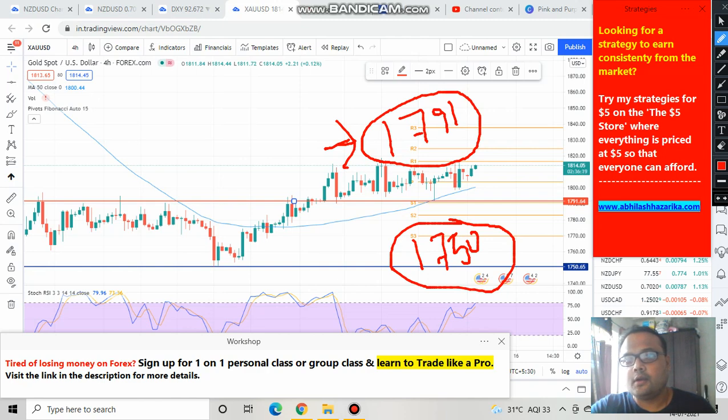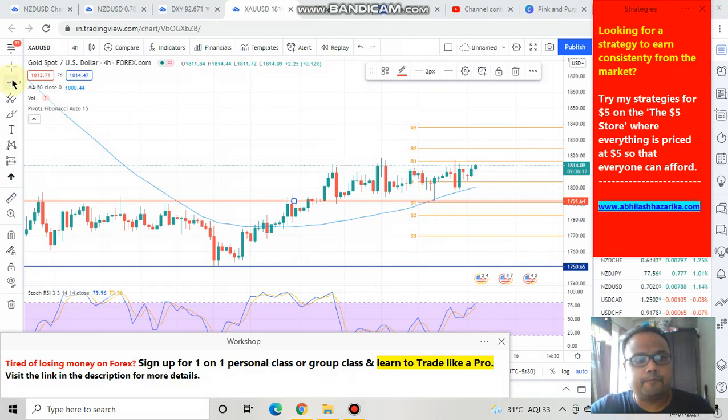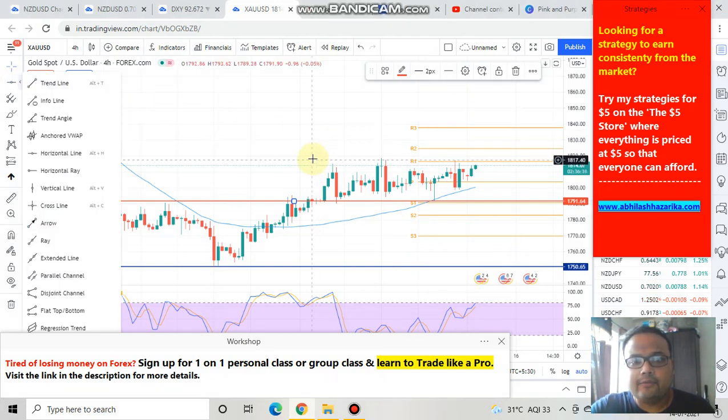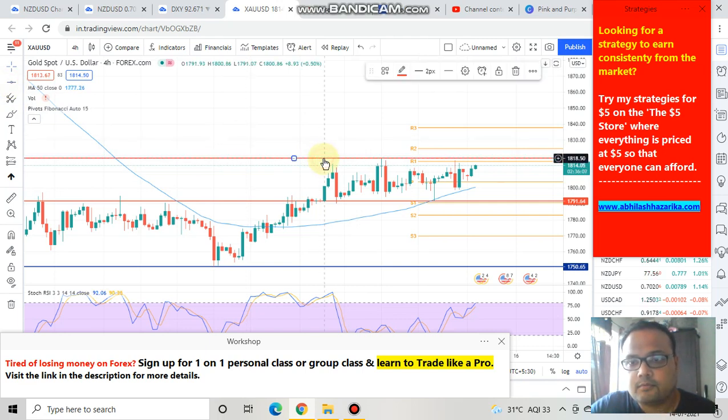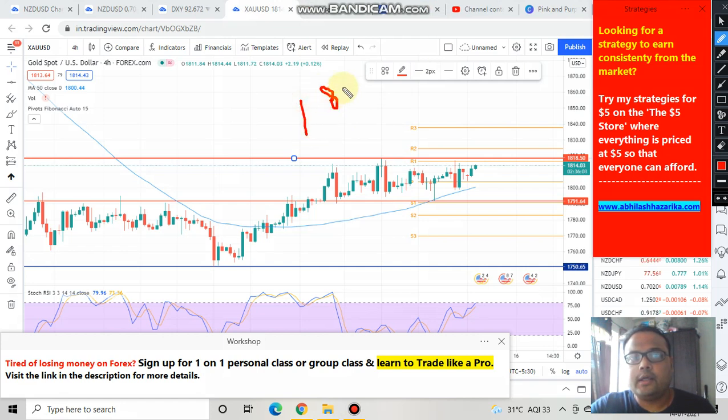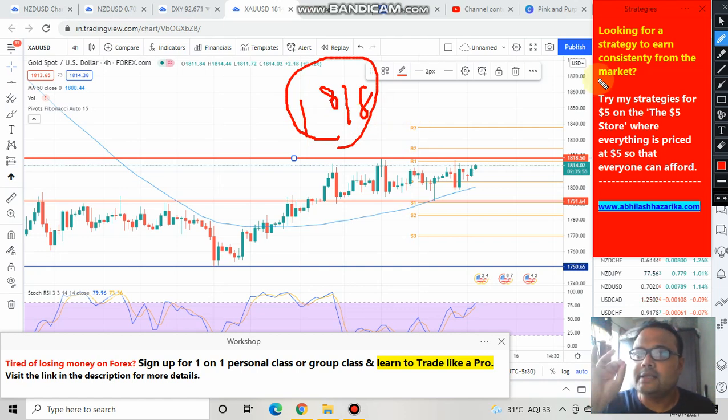Clear? On the upside, we have got this level. Let me draw a line here. We have got 1818, and right now you can see that market is trading at 1814, and it is going towards the 1818 level.